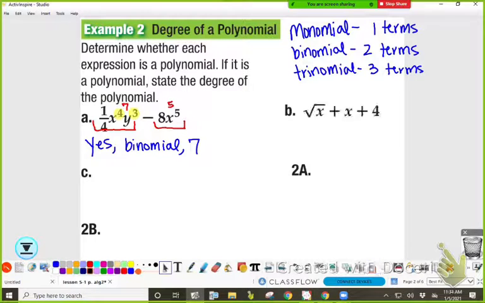The next problem, the square root of x plus x plus 4. That's a trinomial. Hold on. Is it a polynomial first? No. Why? Because you can't have any variables underneath the radical. If it's not a polynomial, it's not anything else. Okay.